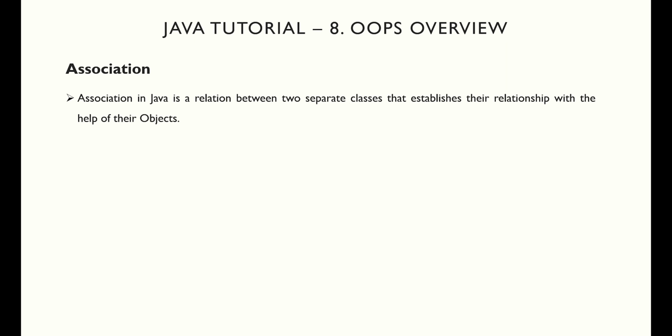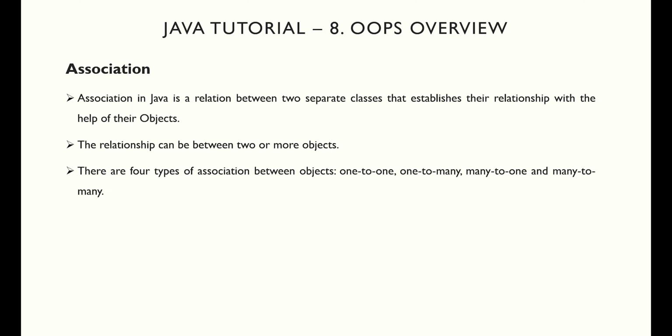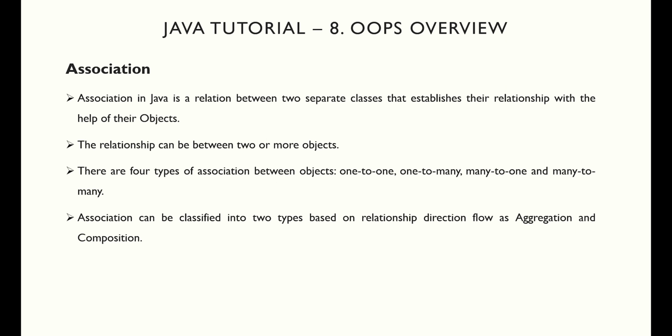Association. Association in Java is a relation between two separate classes that establishes their relationship with the help of their objects. The relationship can be between two or more objects. There are four types of association between objects: one to one, one to many, many to one, and many to many. For our real world example car, the relationship between Ferrari and the car class is one to one association. Assume relationship between car class and a passenger class. That would be one to many. Association can be classified into two types based on relationship direction flow as aggregation and composition.